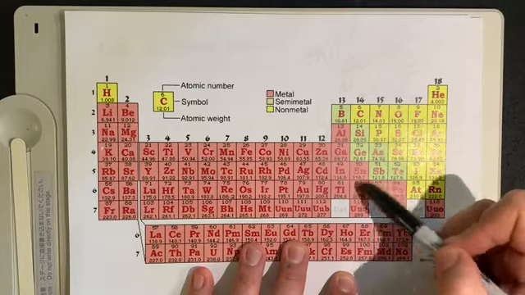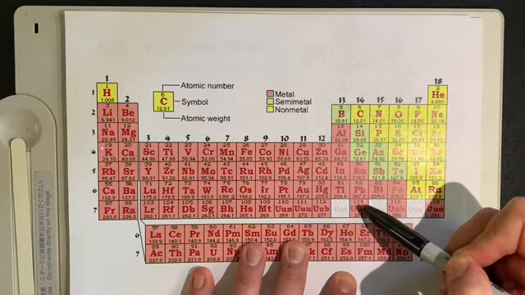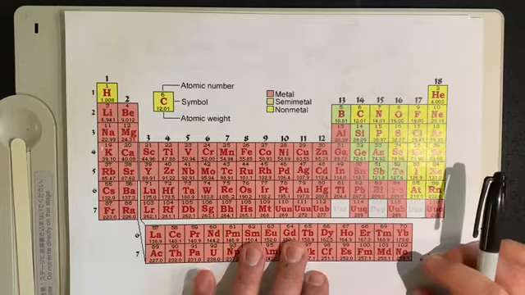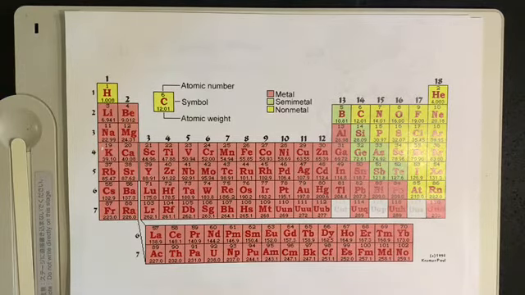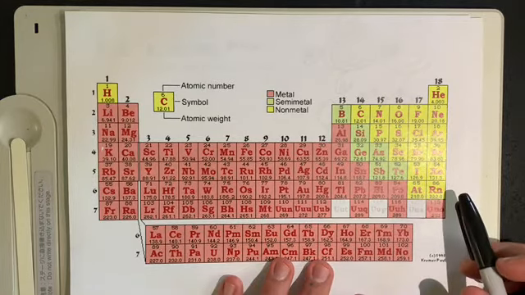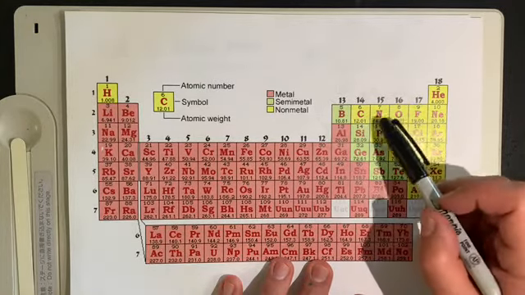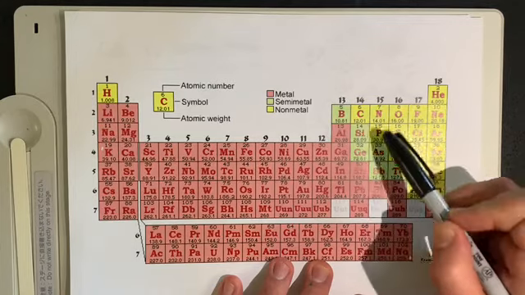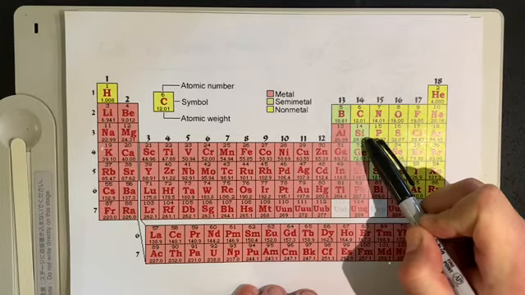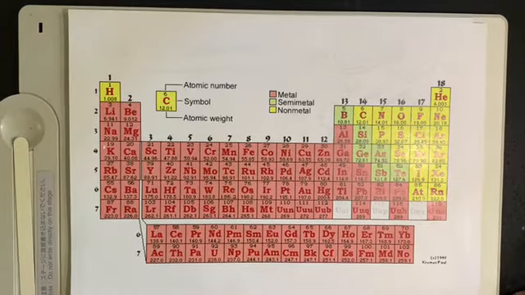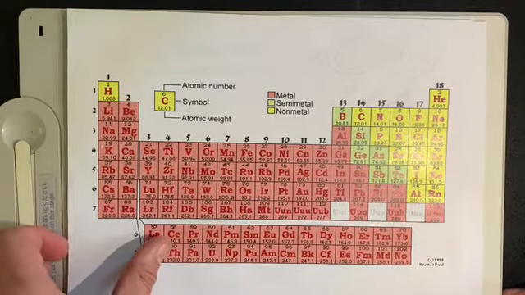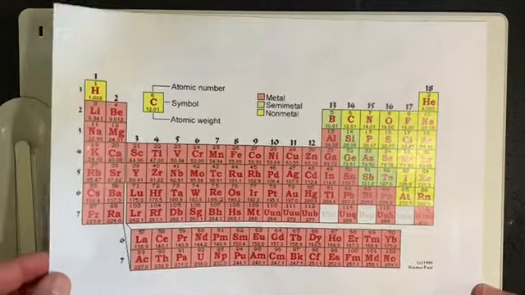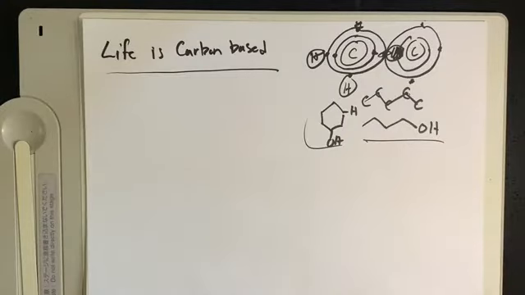Now some of these other elements can also do that, but they're so big that it wouldn't make sense for life to have something that big because it would limit what they could do. So when astrobiologists look for life outside of our planet, they're looking for carbon-based molecules and they're looking for silicon-based molecules because of this idea that maybe silicon could be the life-based model in that universe or that galaxy or that planet or whatever it is. All right, so back to life as carbon-based.